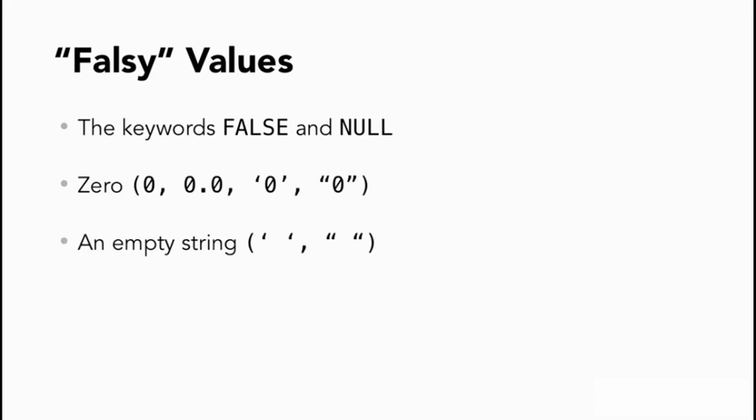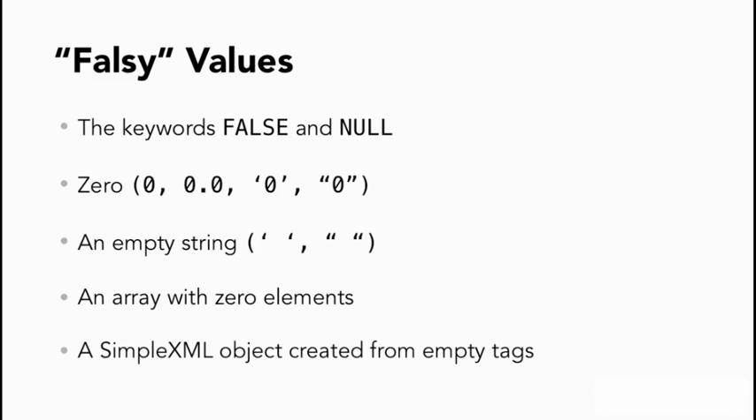An empty string. That's a pair of quotes with nothing between them, not even a space. If you include a space between the quotes, it's no longer regarded as empty. An array with 0 elements. This is an important difference from JavaScript, which always treats an array as true. We'll be covering arrays in detail in the next chapter.